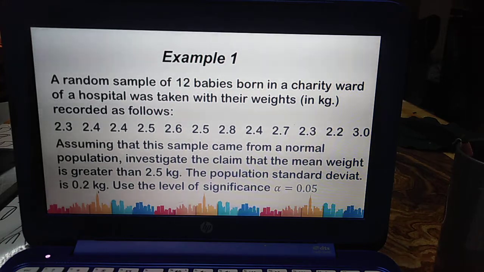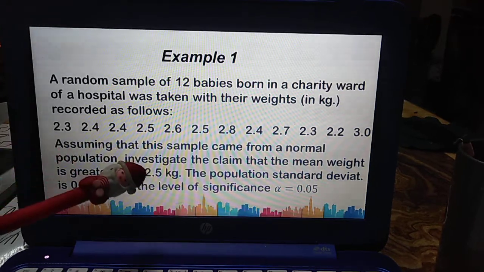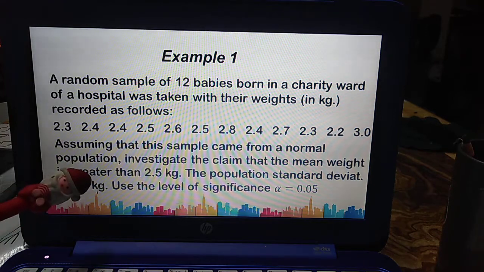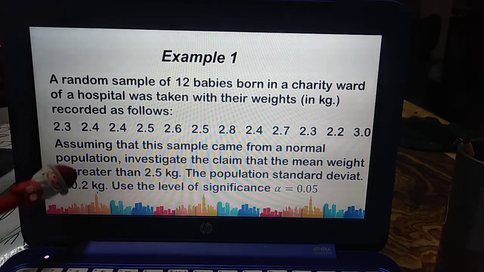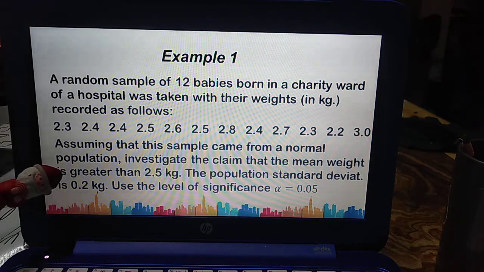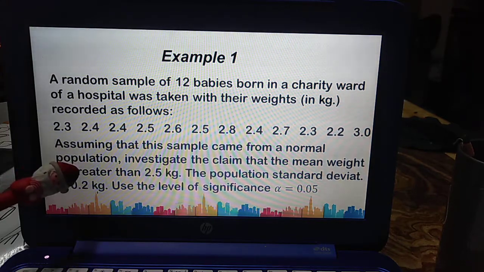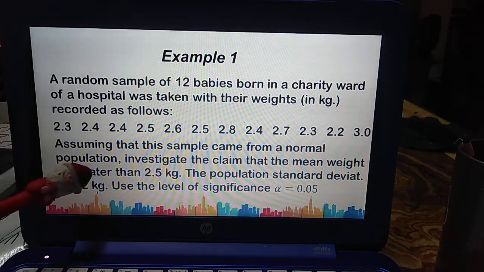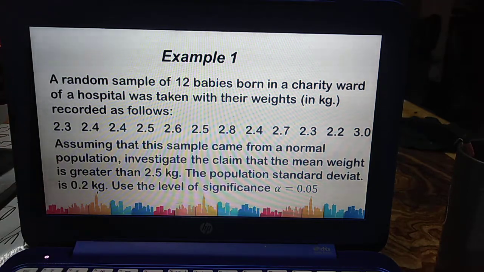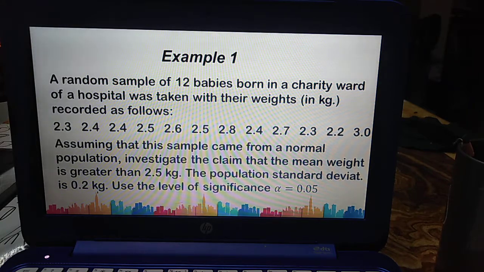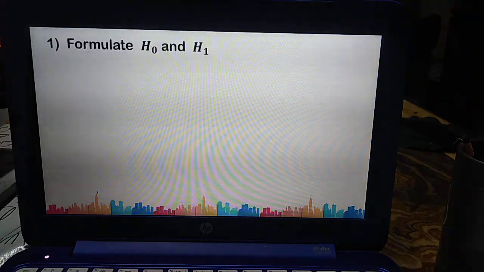So in this problem, you are asked to investigate the claim that the mean weight is greater than 2.5. Therefore, since the claim is that the mean weight is greater than 2.5, this will be our alternative hypothesis. Because they're claiming that the mean weight is greater than, and we know that if our alternative hypothesis uses the word greater, then we will be using a one-tailed test, right directional.